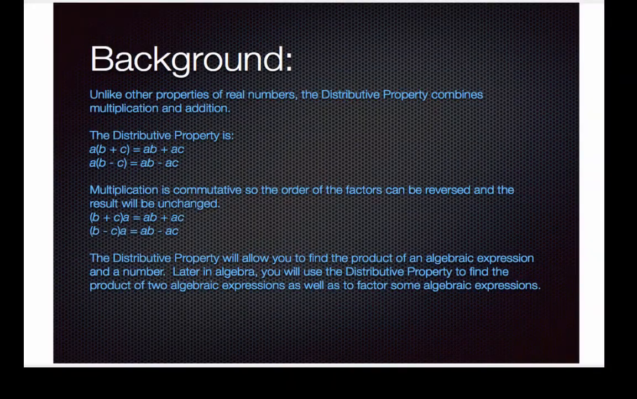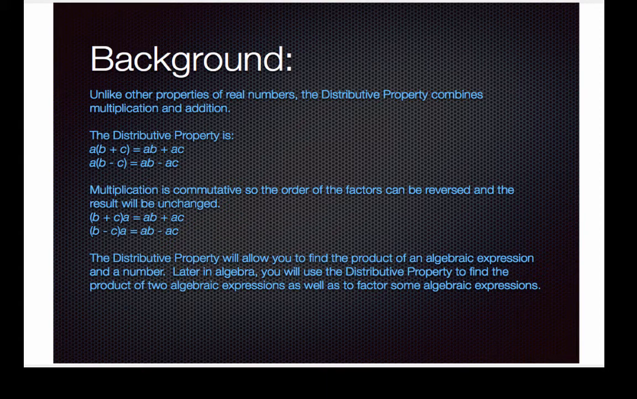Background for the lesson: unlike other properties of real numbers, the distributive property combines multiplication and addition. The distributive property is A times the quantity B plus C equals AB plus AC. Also, A times the quantity B minus C equals AB minus AC. Multiplication is commutative, so the order of the factors can be reversed and the result will be unchanged. If we take the quantity B plus C times A, that's going to equal AB plus AC. And if we take the quantity B minus C times A, we get AB minus AC.